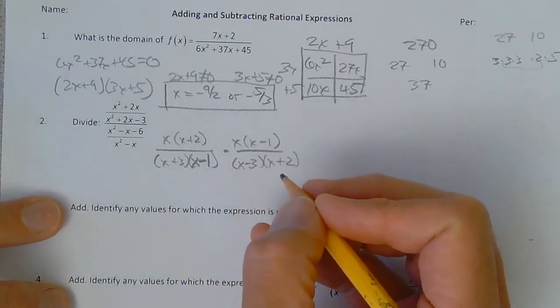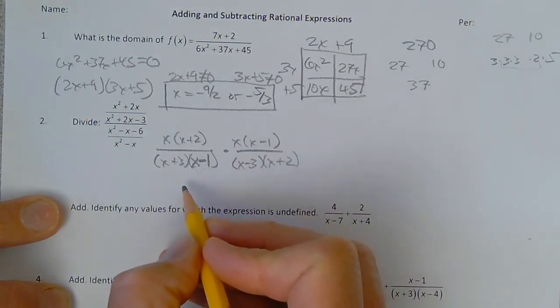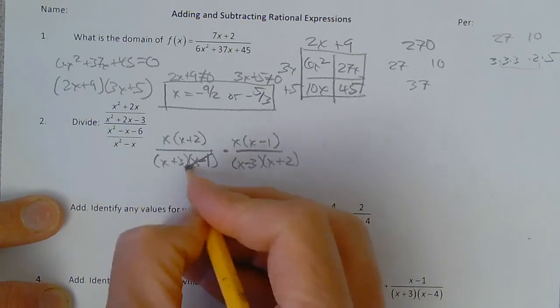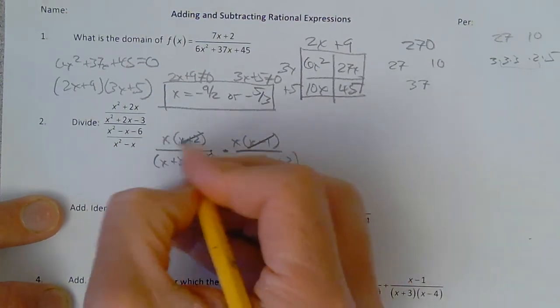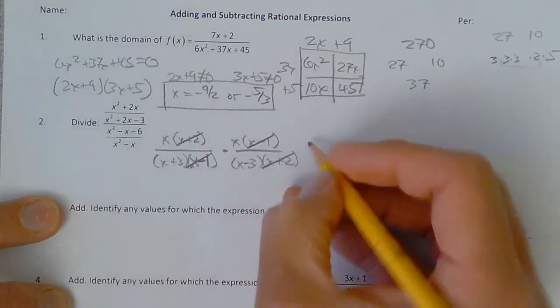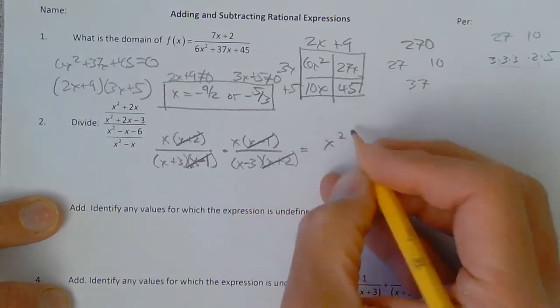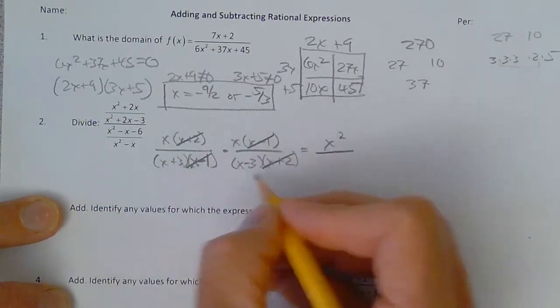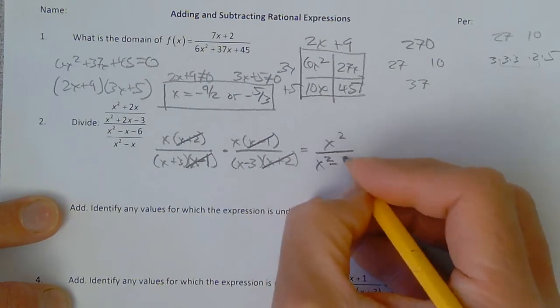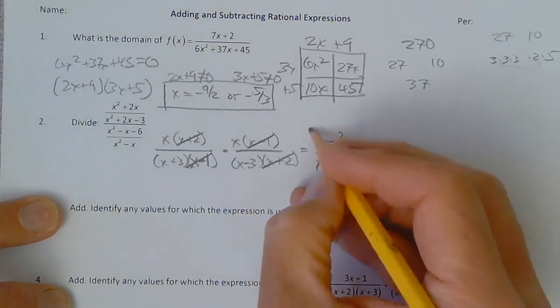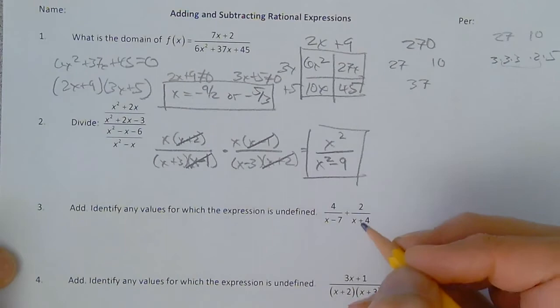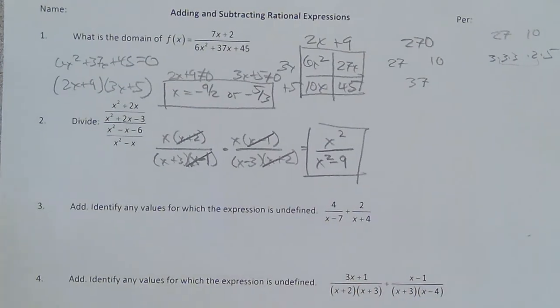Didn't ask me for my domain here, so let's see, do I have anything? I've got an x minus 1 cancels with the x minus 1 and the x plus 2 with the x plus 2, and I'm left with an x squared over x plus 3 times x minus 3, which is the same thing as x squared minus 9. So that's what I get from that division.